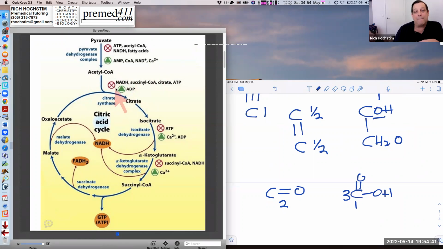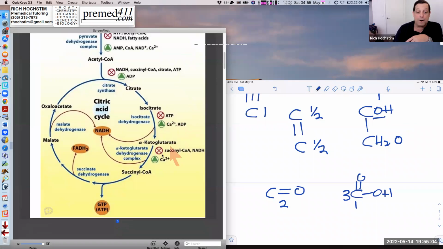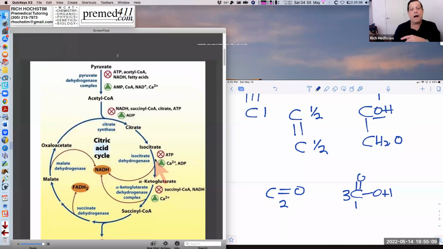And then over here, if you've got a lot of NADH, well, that's what you're making, so you don't need more. Succinyl-CoA, that's along the way in the process, so you don't want to make any more. Citrate, that's right over here. Don't want to make any more. ATP, if you've got a lot of ATP, you don't want to make any more. So these work pretty much the same way. You can look at these, but there's really no difference. The concept here is if you've already got what you need, you slow the process down, and if you don't, you speed the process up.